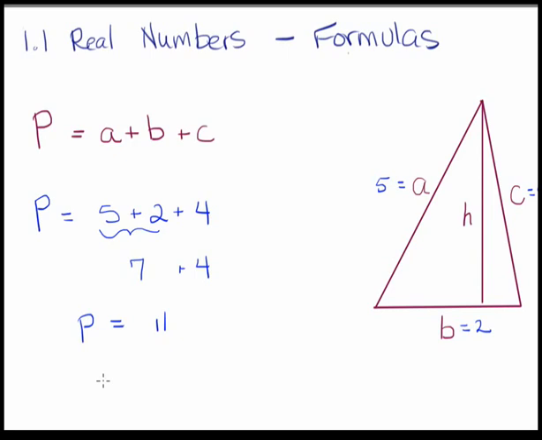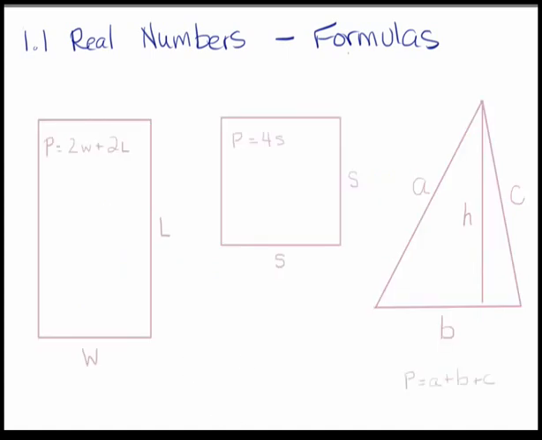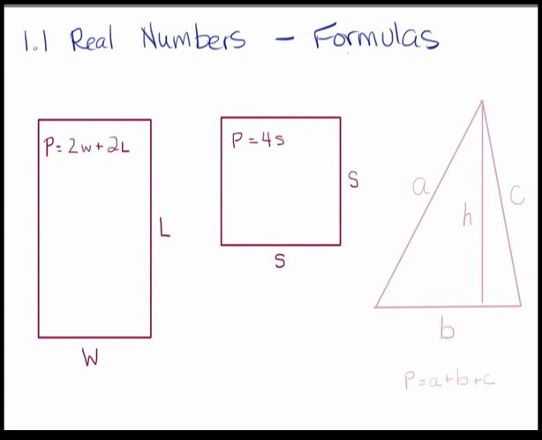In some cases, no units will be given. If no units are given, you don't need to give any in your answer. Here's a summary of what we've got so far. The perimeter of a rectangle is 2 times its width plus 2 times its length. The perimeter of a square is 4 times the length of one side. And the perimeter of a triangle is the sum of the lengths of the 3 sides.